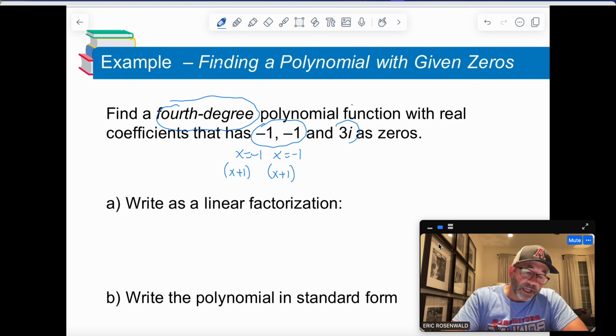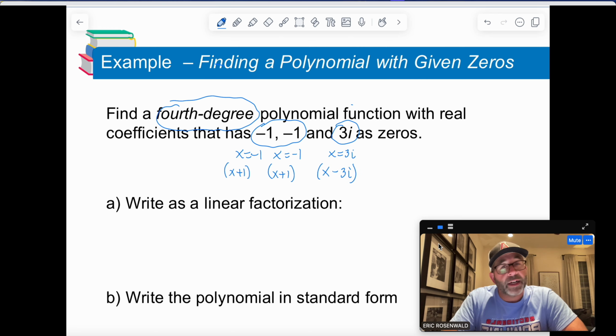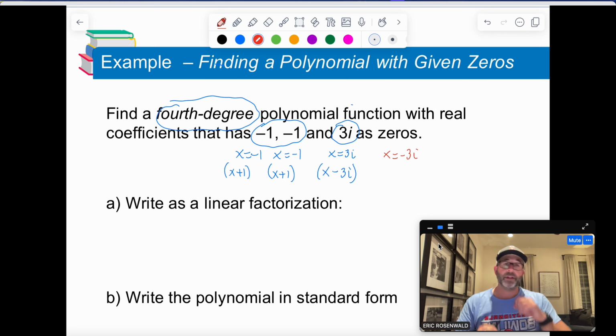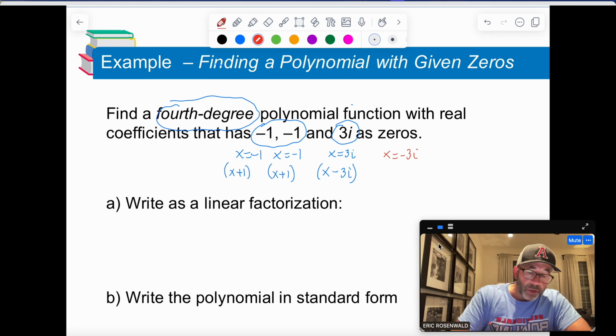Well, this 3i, if you recall, anytime you have an imaginary number, you're always going to have its conjugate as well. So if we have that x is equal to 3i, that means we have x minus 3i. The conjugate for this is going to be a negative 3i, so x is going to equal negative 3i. Remember, imaginaries are always going to be paired together. So move that over, and we're going to have x plus 3i.